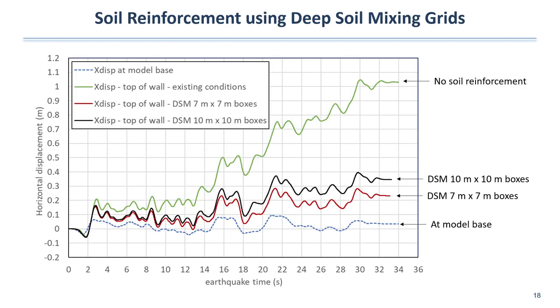So here is a plot that shows more about the reduction of the deformation with the soil reinforcement. What's interesting here is that when we reduce the DSM grid from 10 meters by 10 meters to 7 meters by 7 meters, the deformation reduces more, but not much. So even for a 10 by 10 meter grid, the DSM grid worked pretty well.